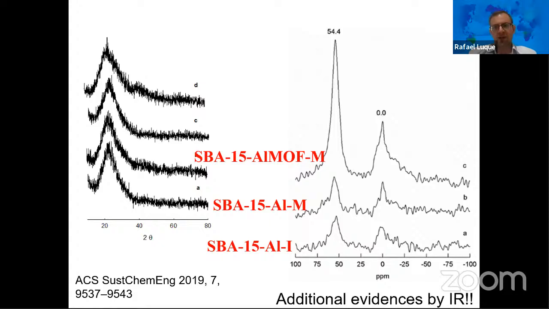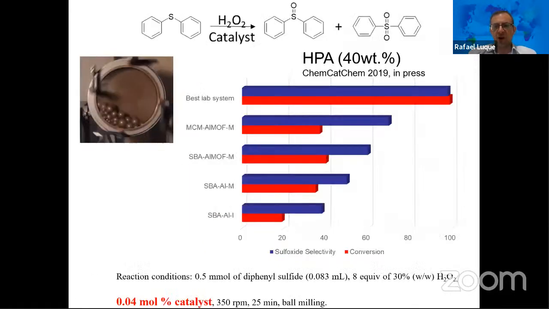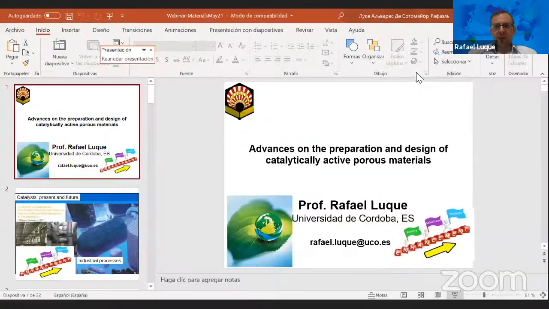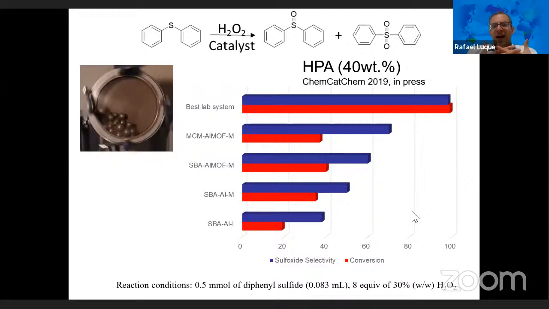The aluminum content was, of course, too low to be seen, but we can see the profiles of the aluminum of the SBA15 type of materials. We have indeed some additional evidences by infrared. And the most remarkable thing, the most interesting thing relates to the actual reaction itself that can be catalyzed under these conditions.